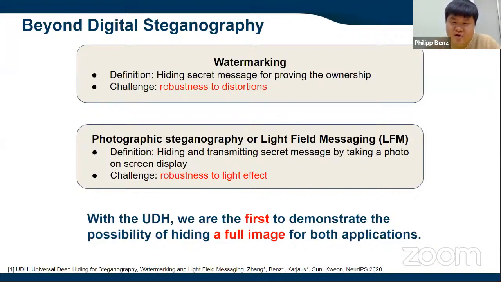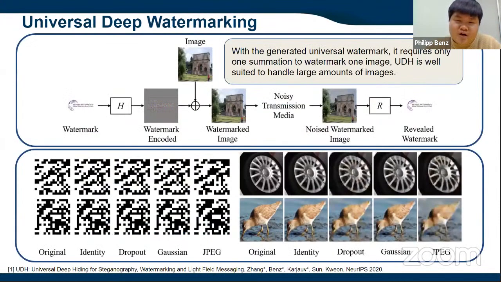And then the second application called LFM, the definition is to hide and transmit secret message by taking a photo on the screen display. And the challenge of this task is that when people use a camera to take a photo from the screen display, there will be a light effect, right? The photo on your camera will no longer be the same as the photo on the original computer, right? So for both tasks, the problem is this system has to be robust to either distortions or light effect.